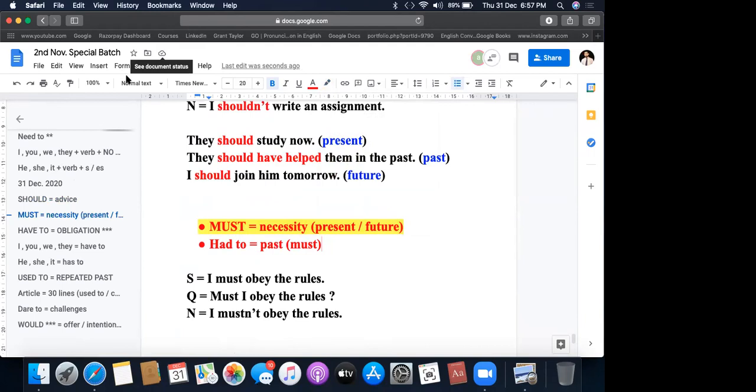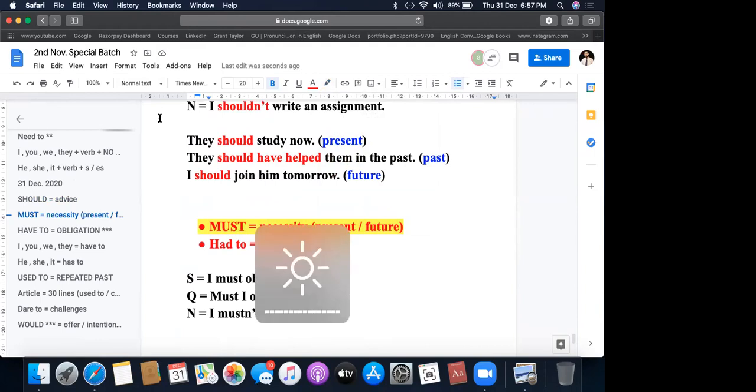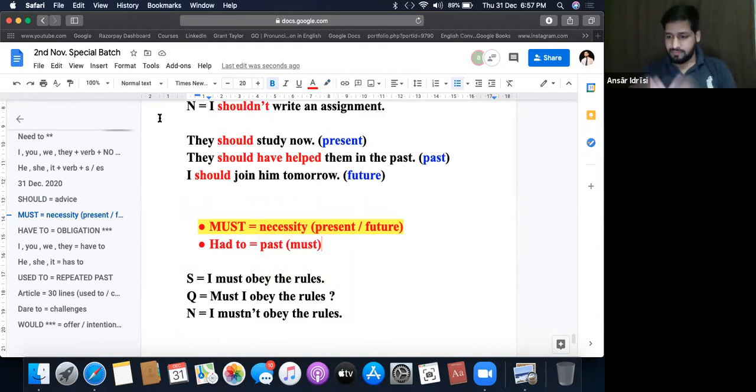You should wear your clothes. He should stitching the cloth. Should he stitching the cloth? He shouldn't stitching the cloth. Correct him. Guddu, correct him.